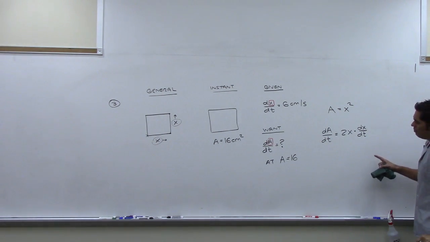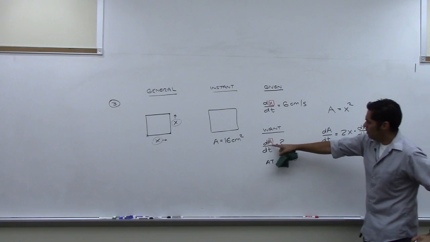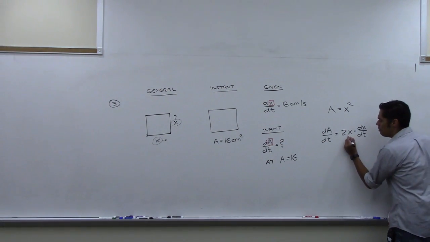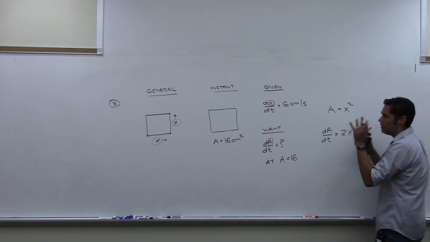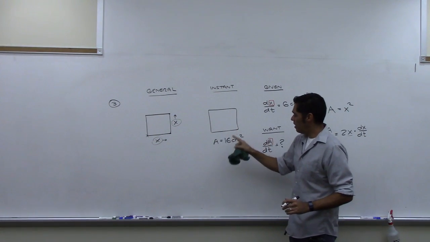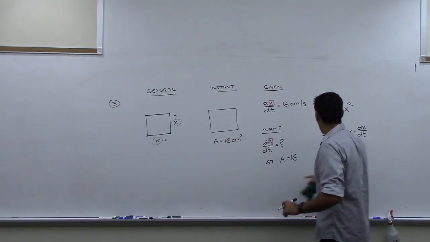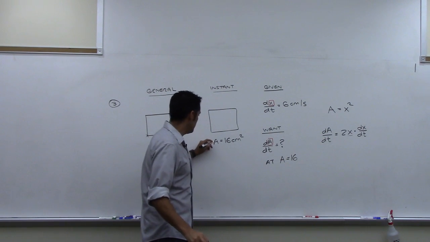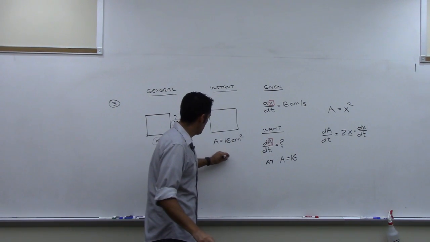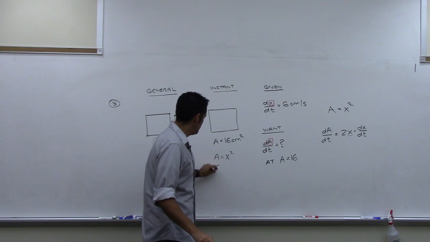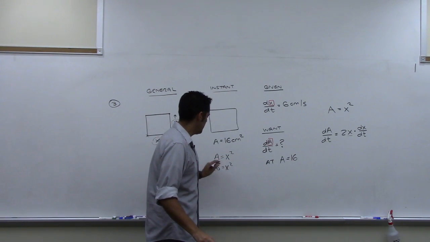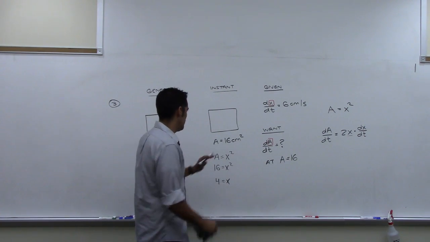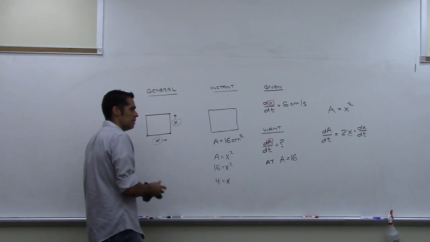And then I think about what I'm looking for. dA/dt is what I want, that's good. dx/dt I actually know is 6, but I also need to know what x is. And I'm not given x at the instant in time. What I'm given instead is the area. But I can figure out what x is if I know the area is 16. Since the area is always x squared, and I know the area is 16, I can take the square root on both sides and get 4. And I can throw out the negative because the length of the side of the square can't be negative.